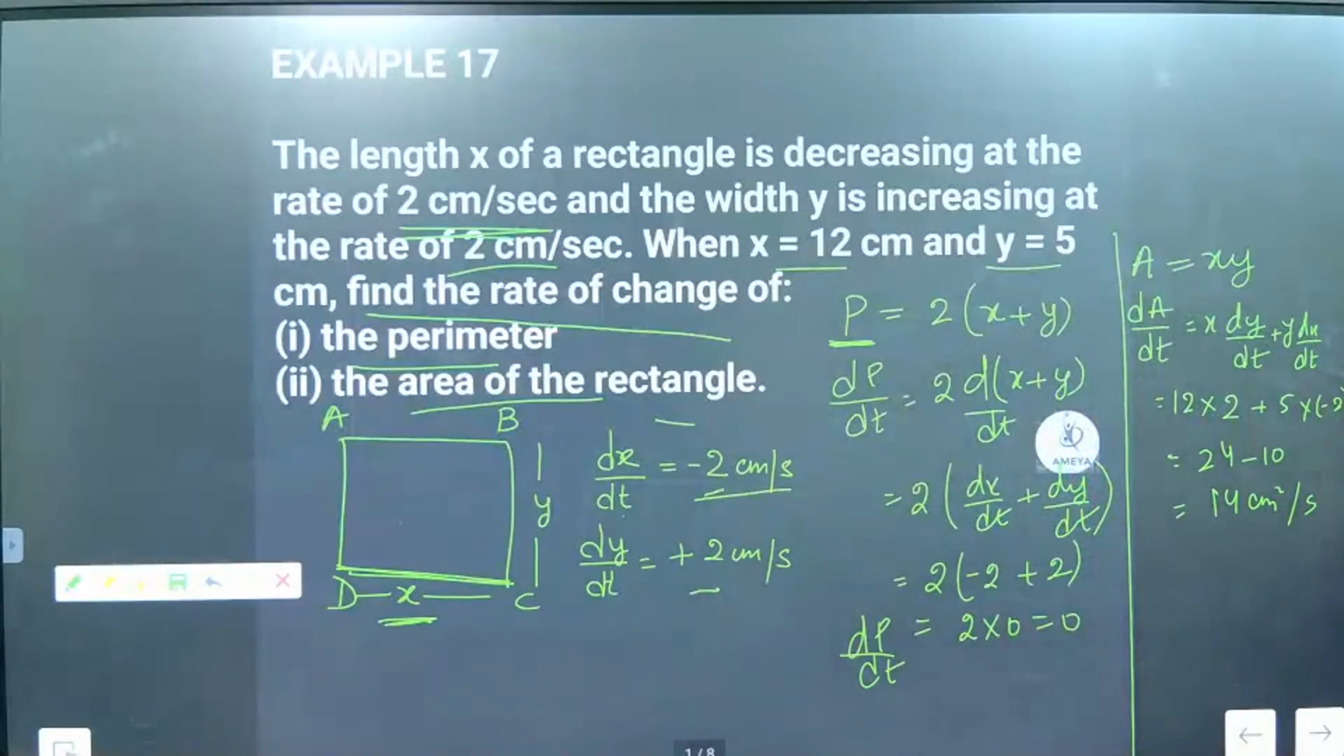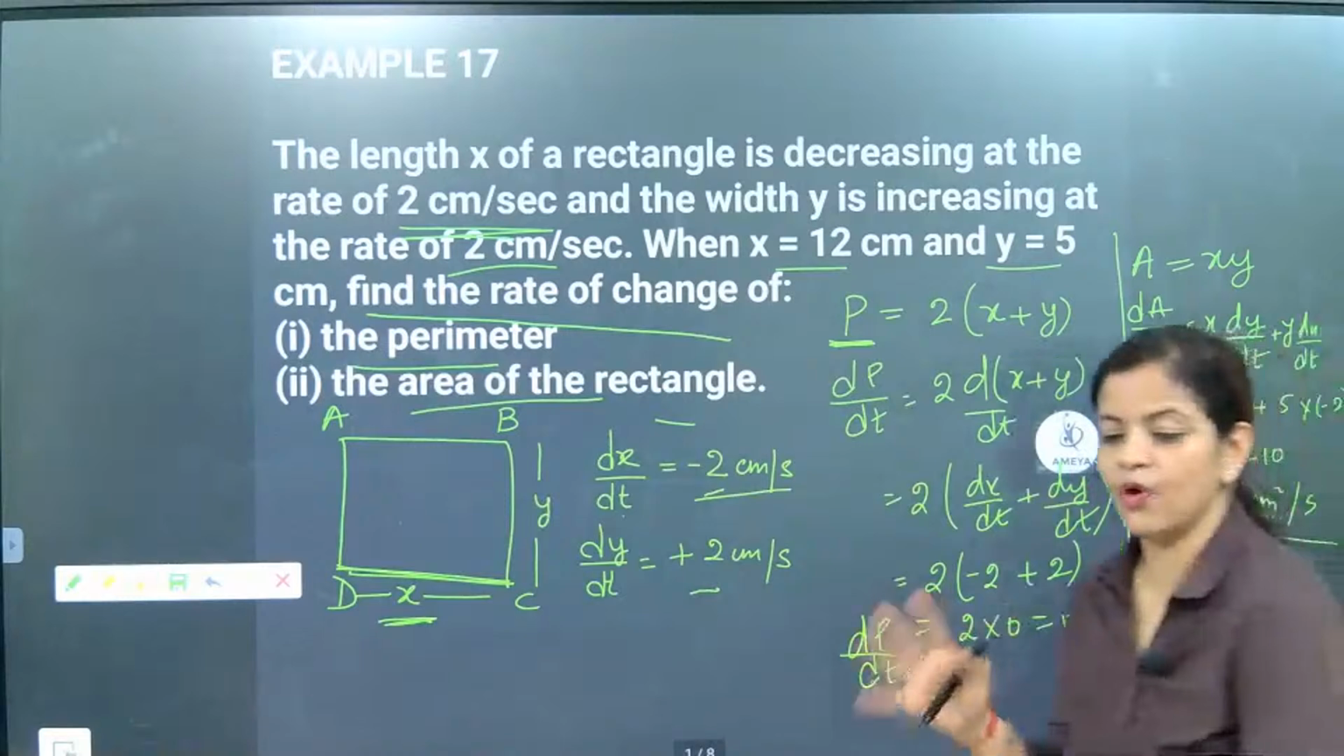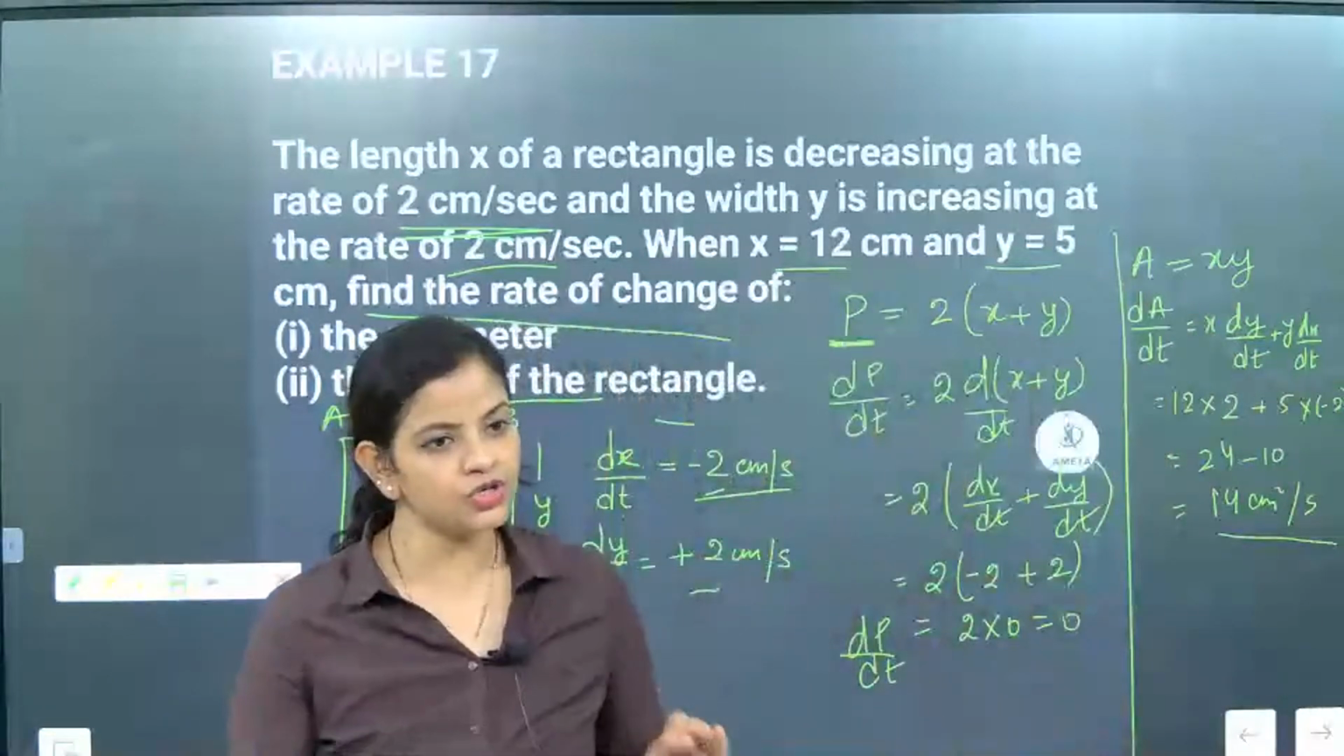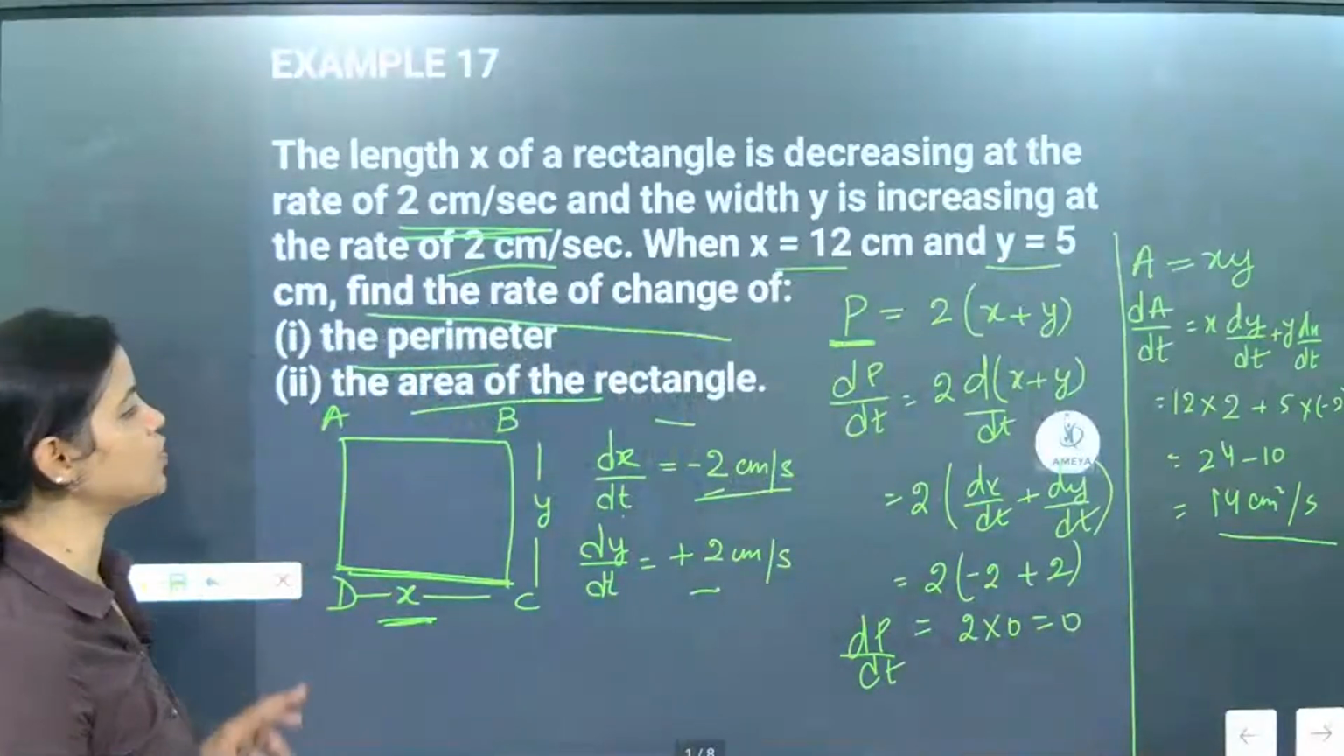Now look here beta, this is 12th class right now going on. So 14 square centimeter per second. Did you find it very helpful? Understood? Now can we go for the next question please?